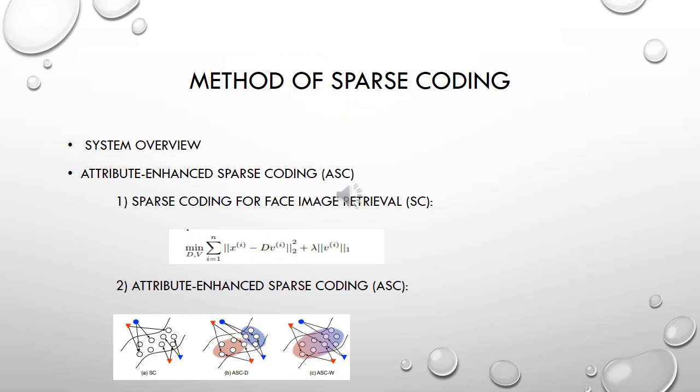In the attribute enhanced sparse coding technique, that is ASC, this equation contains two parts, that is dictionary learning and sparse feature encoding. By using a learned dictionary, the sampled patches provide a set of over-complete bases that can represent input data. But learning a dictionary with a large vocabulary is time consuming.